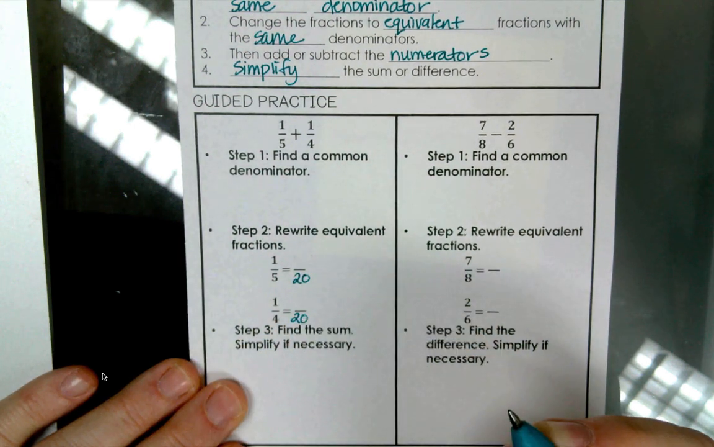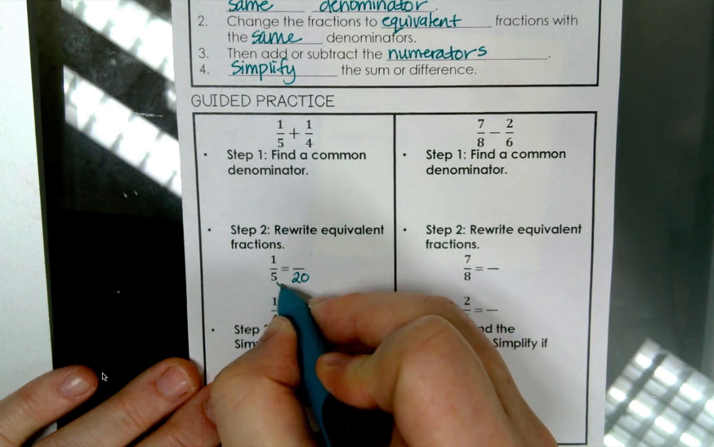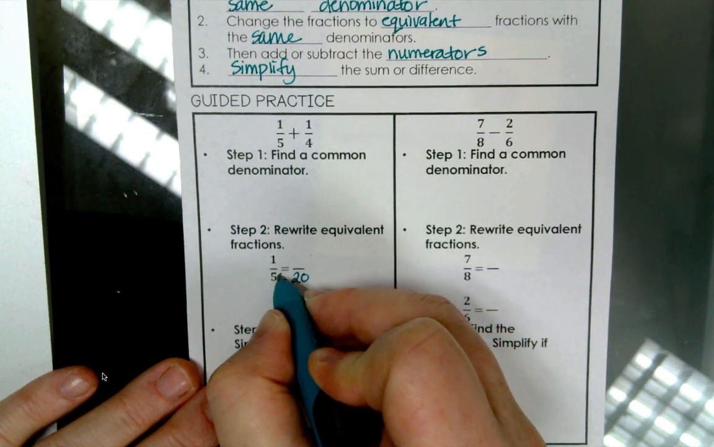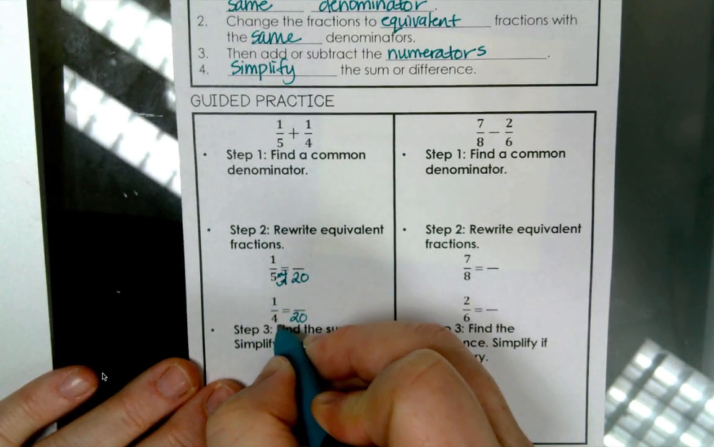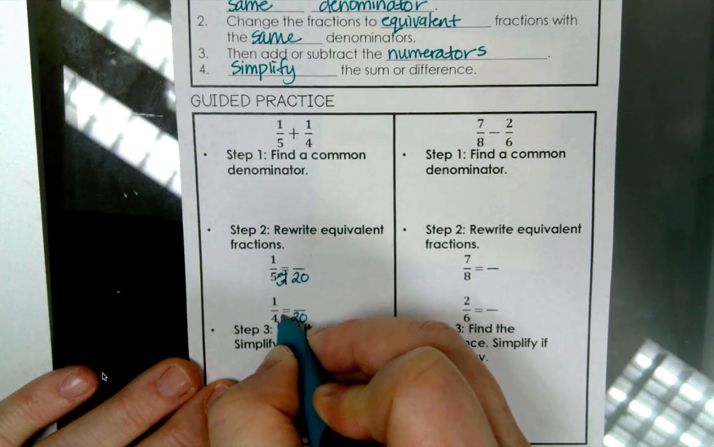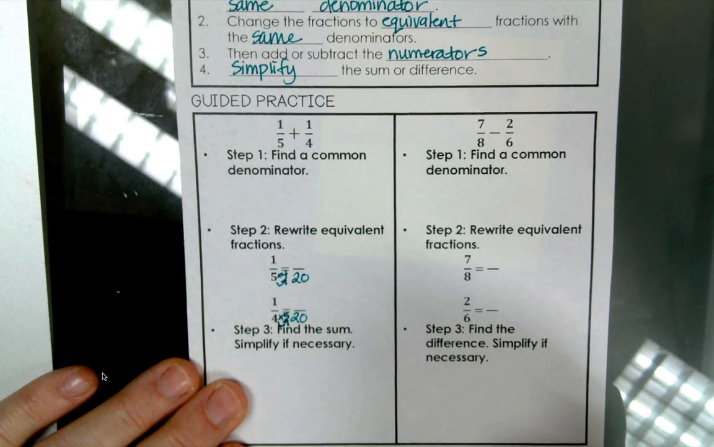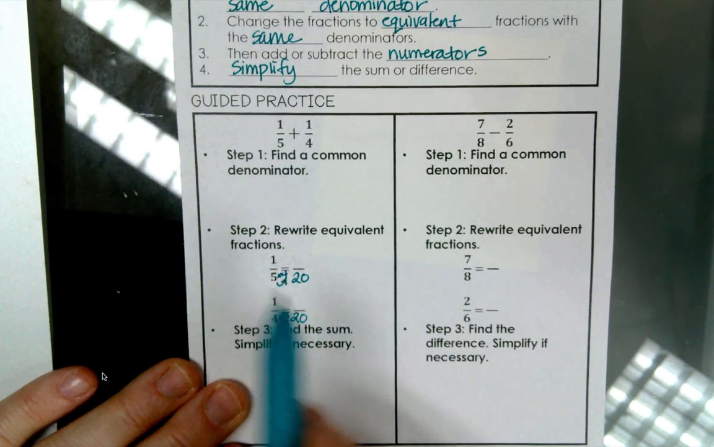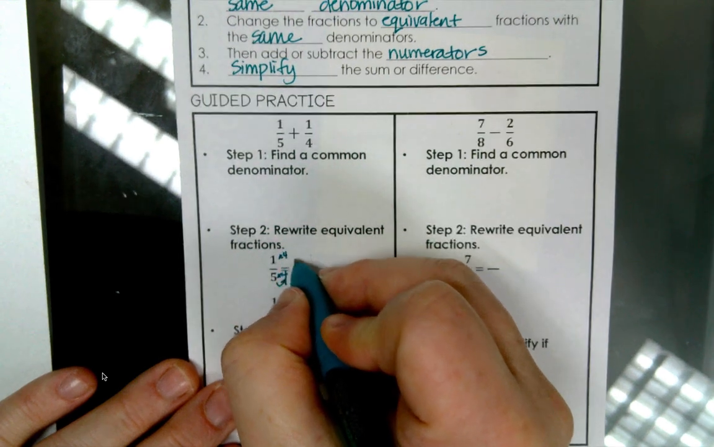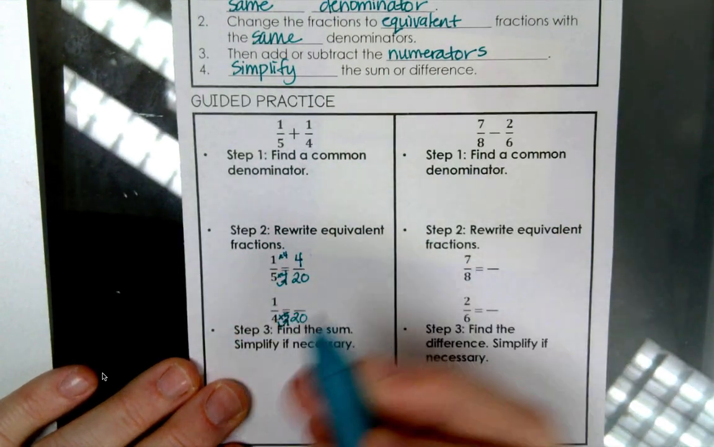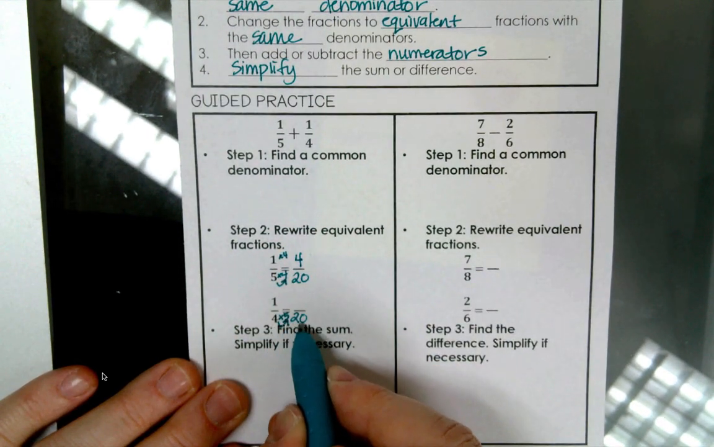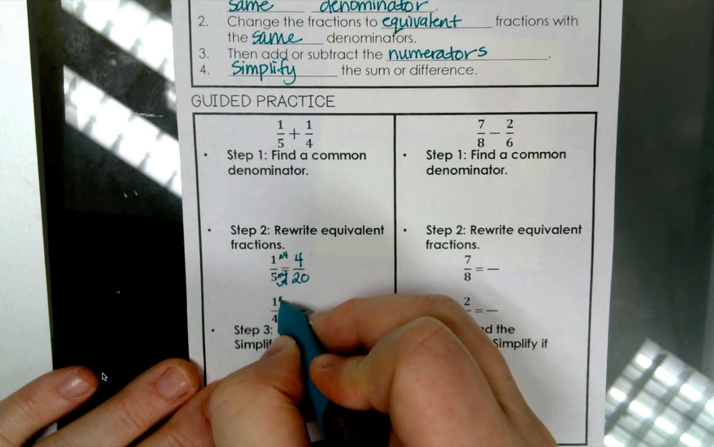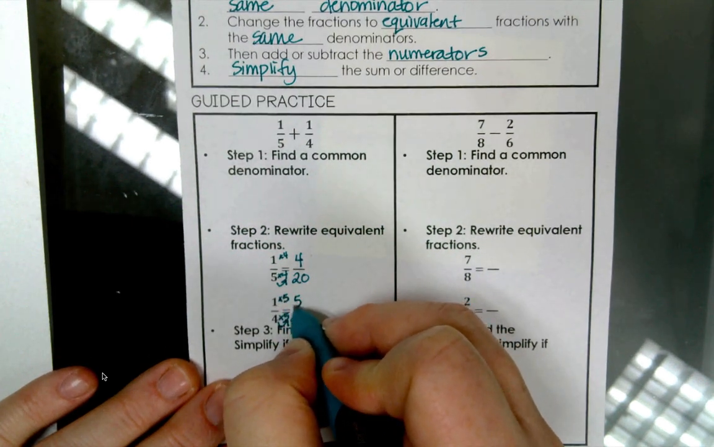Okay? And so you need to ask yourself, how did I get from 5 to 20? Well, you multiplied by 4. How did I get from 4 to 20? I multiplied by 5. Why is that important? Because whatever you do to the denominator, I multiplied by 4, you must do to the numerator. So 1 times 4 is 4. 4 times 5 is 20. 1 times 5 is 5.